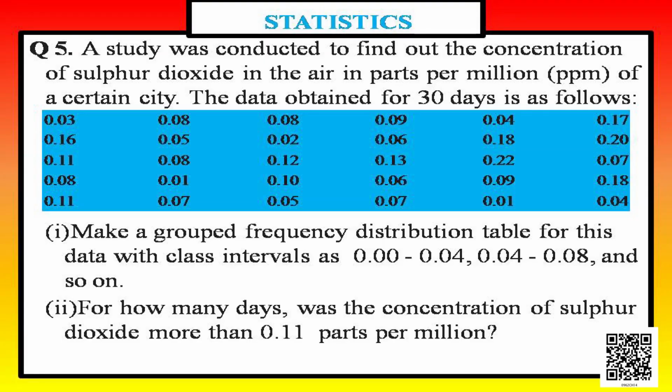Next is question number 5 of exercise 14.2. Here also we have a number of data given to us and they asked us to find out first bit, make a grouped frequency distribution table for this data with class interval also given to us as 0.00 to 0.04 and then 0.04 to 0.08 and so on. And the second bit they asked, for how many days was the concentration of sulfur dioxide more than 0.11 parts per million. So let us make the table first.